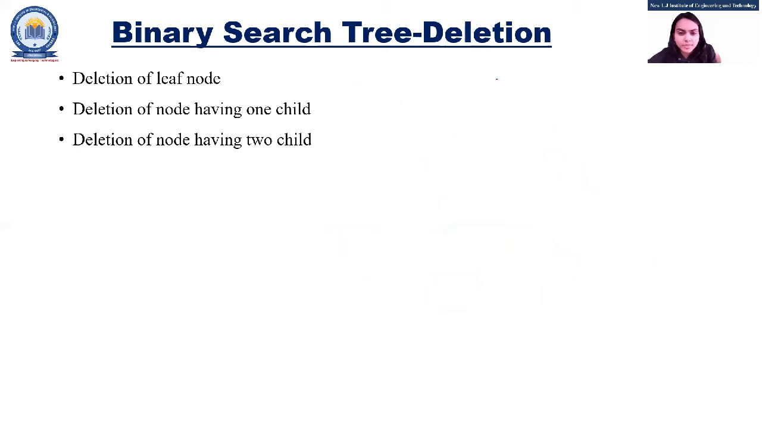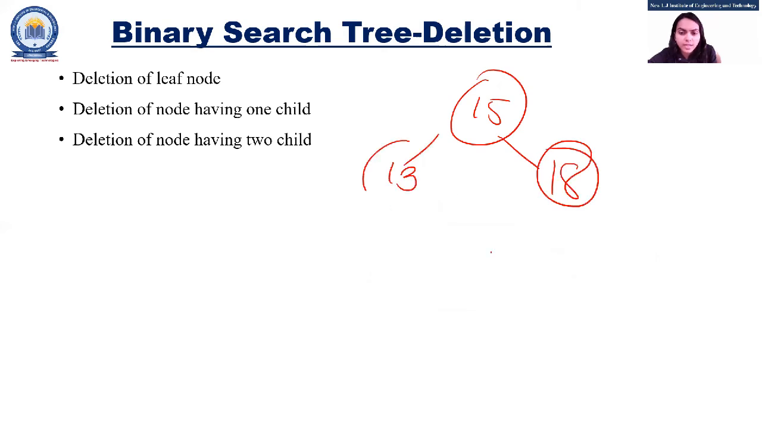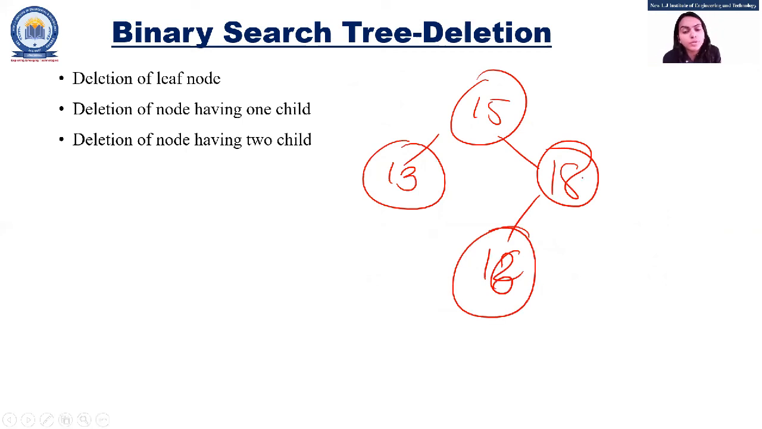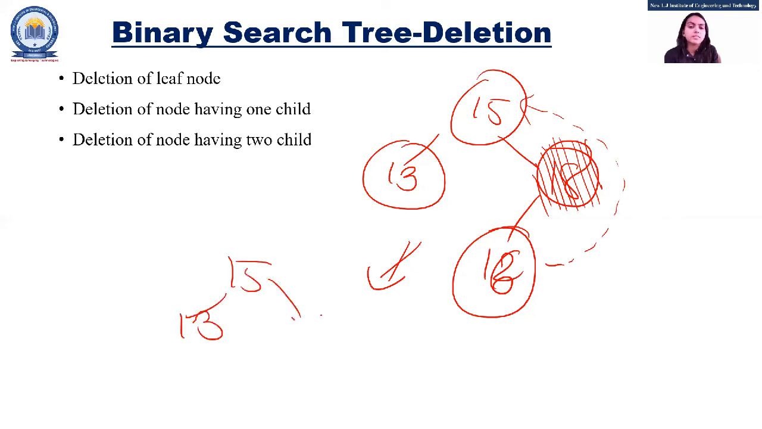So if we want to delete something, for example, it is 15, 18, 13, and let it be 16. So now if you want to delete 18, we cannot just directly remove it because it has one more node. So in that case, the child of 18, which was 16, will be linked to the parent. So what will be the tree? 15, 13, and 16. So this child will become the parent in case the parent is deleted. So this is the scenario for nodes having one child.